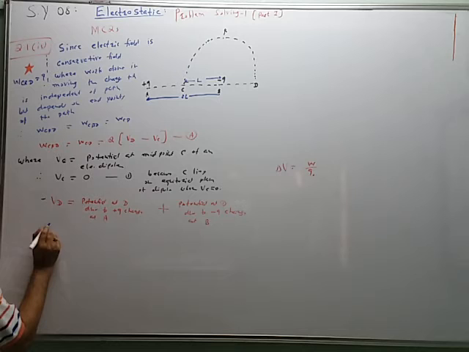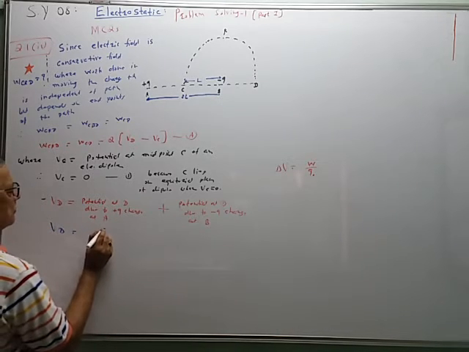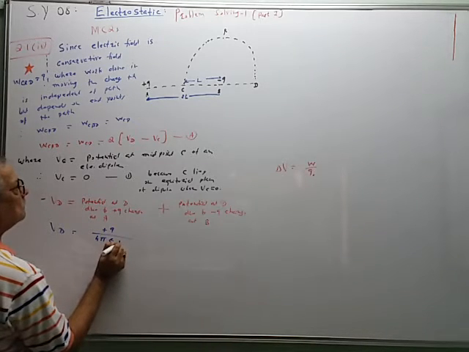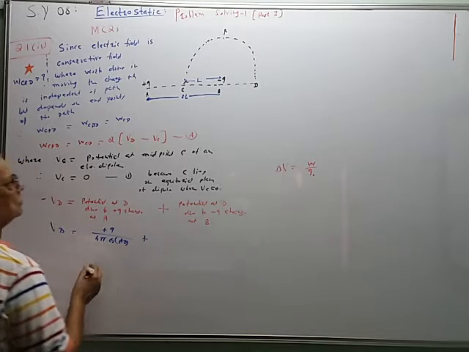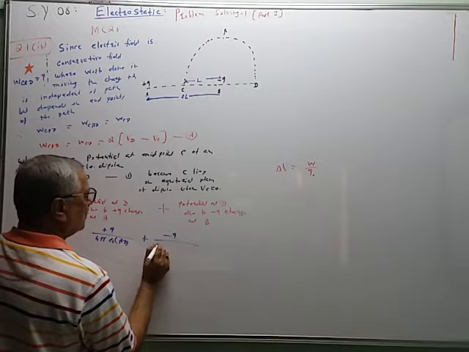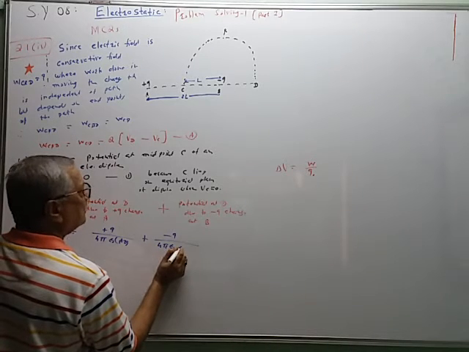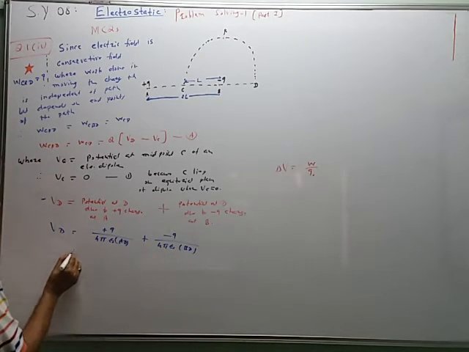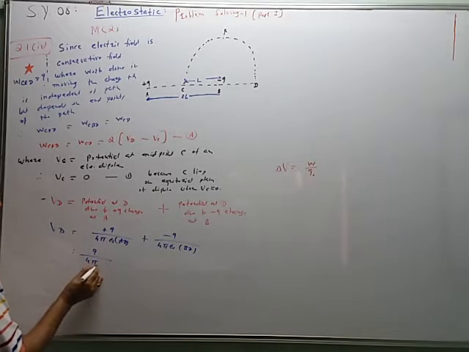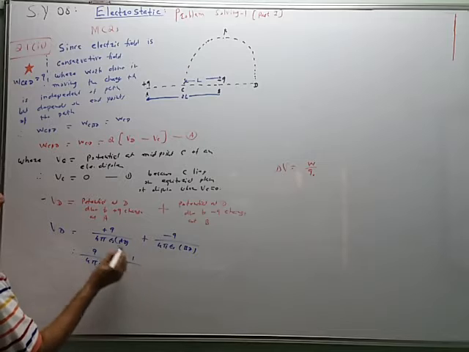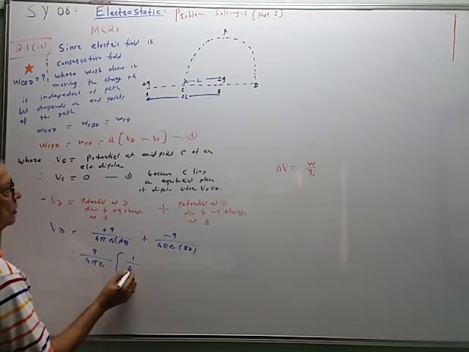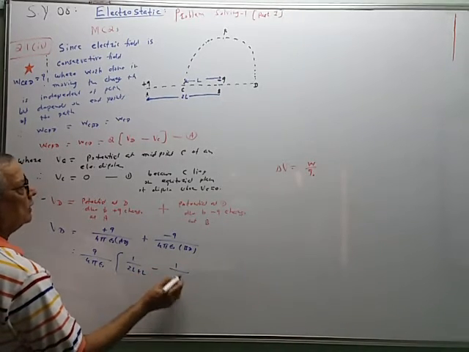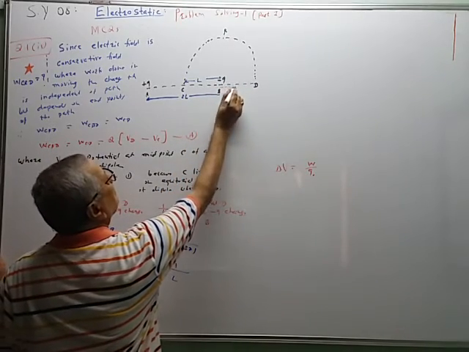Therefore, Vd is equal to, now we know the formula for potential: charge plus Q upon 4 pi epsilon naught AD plus charge minus Q upon 4 pi epsilon naught distance BD. So this is equal to Q upon 4 pi epsilon naught common into bracket 1 upon AD, which is L plus L, minus 1 upon L. This BD distance is L.